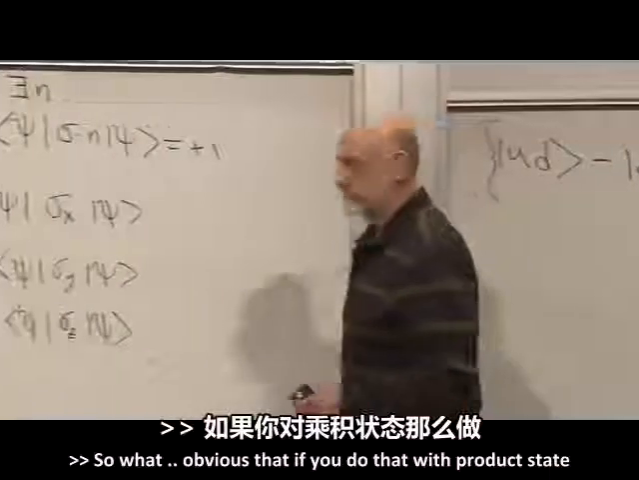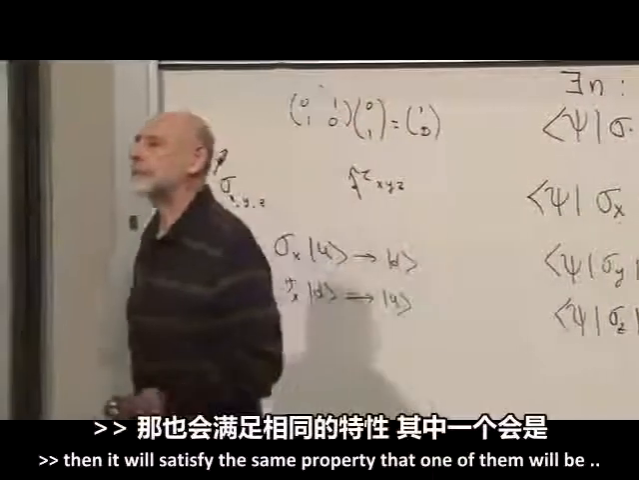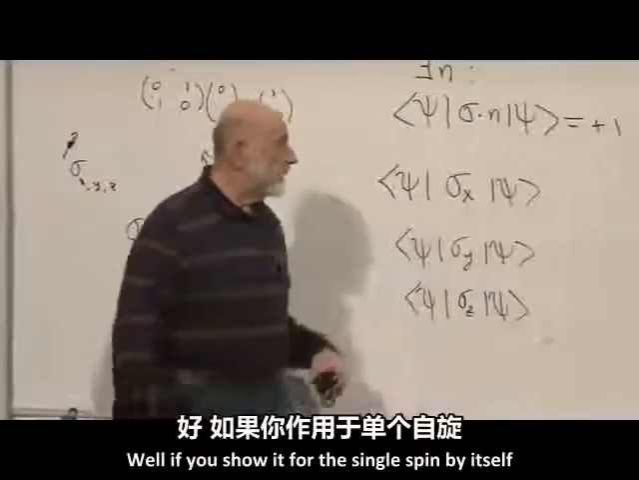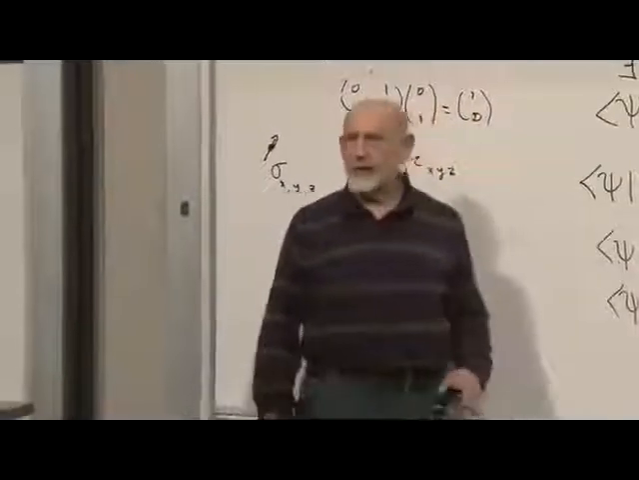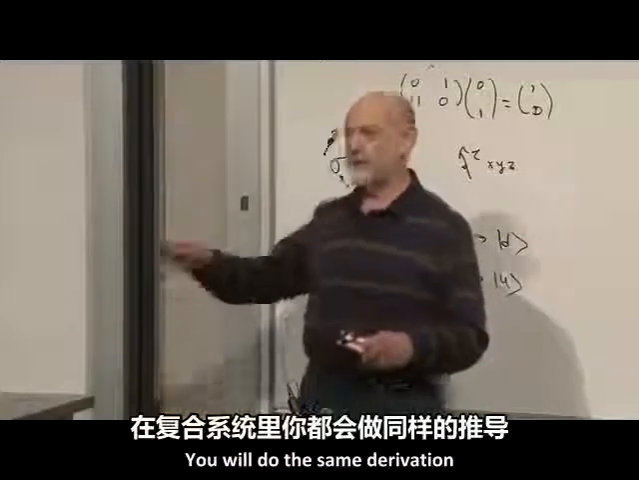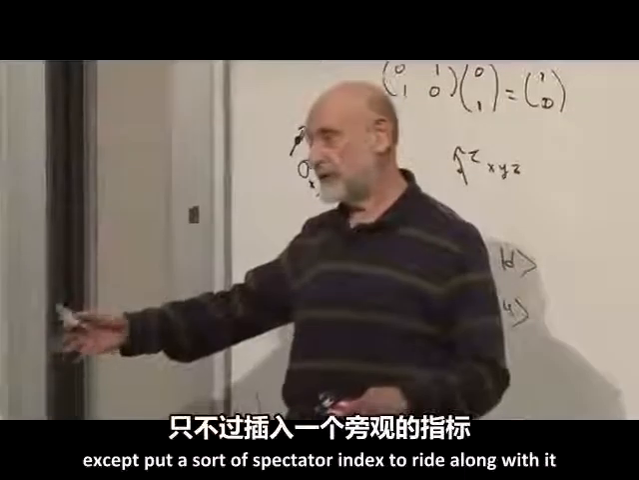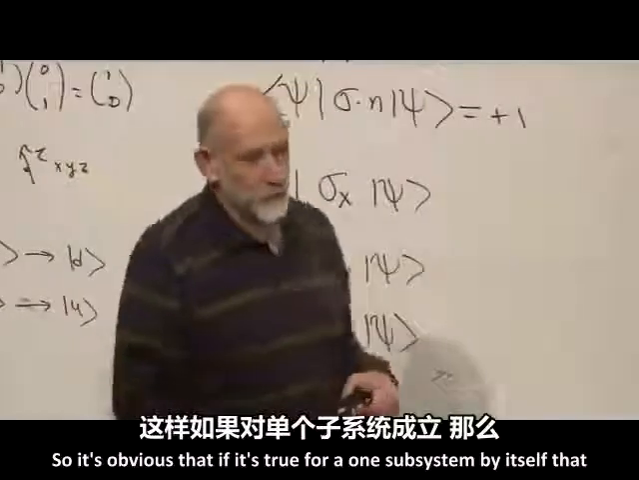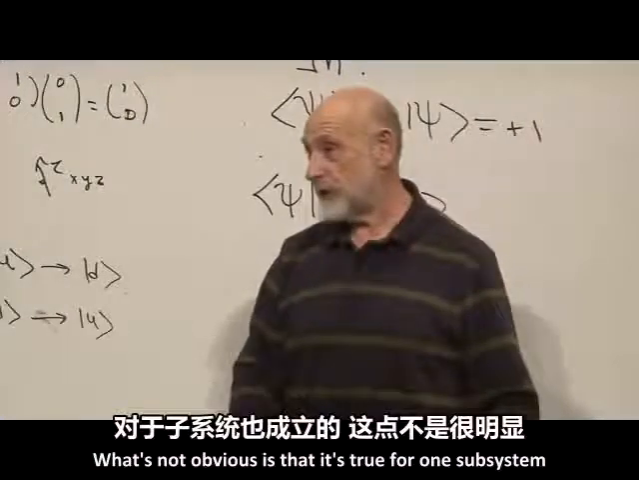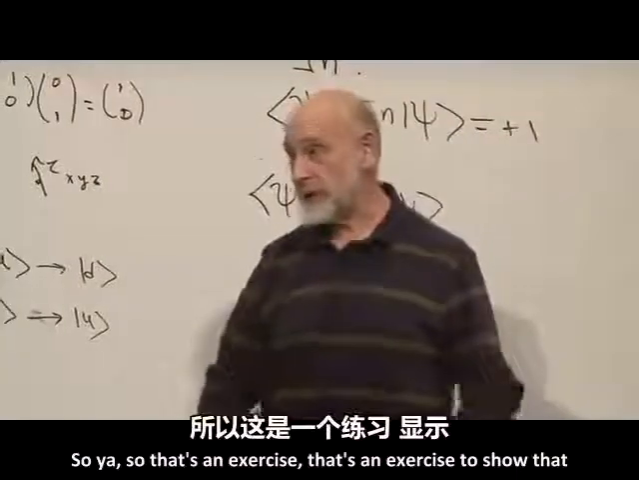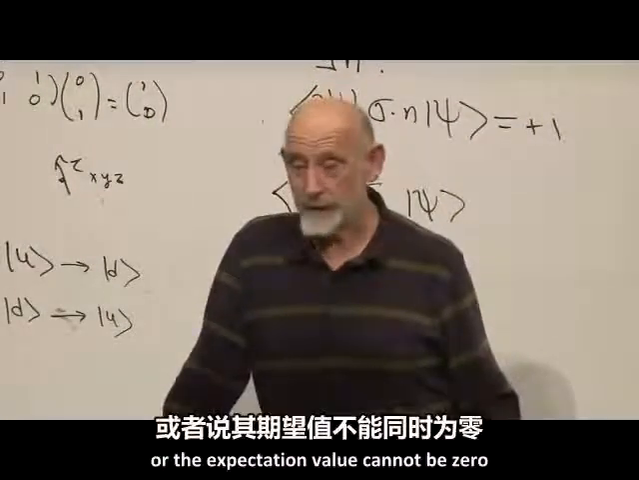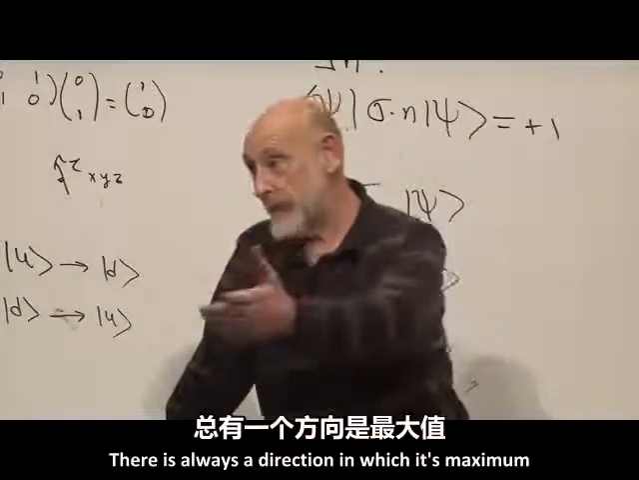So one thing you didn't show here, but maybe it's obvious, is that if you do have a product state, then it will satisfy the same property where one of them will be not zero. Yes, that's correct. Is that straightforward to show? Well, if you show it for the single spin by itself, then the other index just goes along for the ride. However you derived it for one spin by itself, you'll do exactly the same derivation except put a sort of spectator index to ride along with it. So it's obvious that if it's true for one subsystem by itself, it will be true for the composite. What's not obvious is that it's true for one subsystem. So that's an exercise: to show that all three components of the expectation values cannot be zero, and that there's always a direction in which it's maximum.